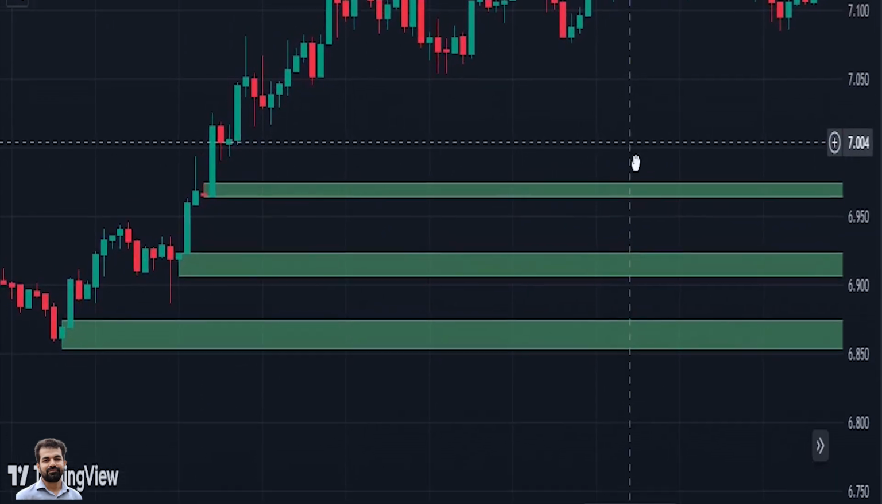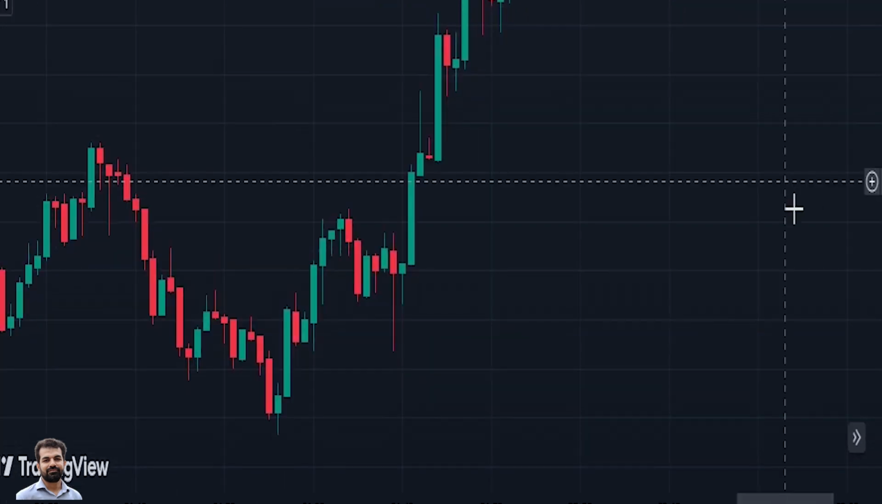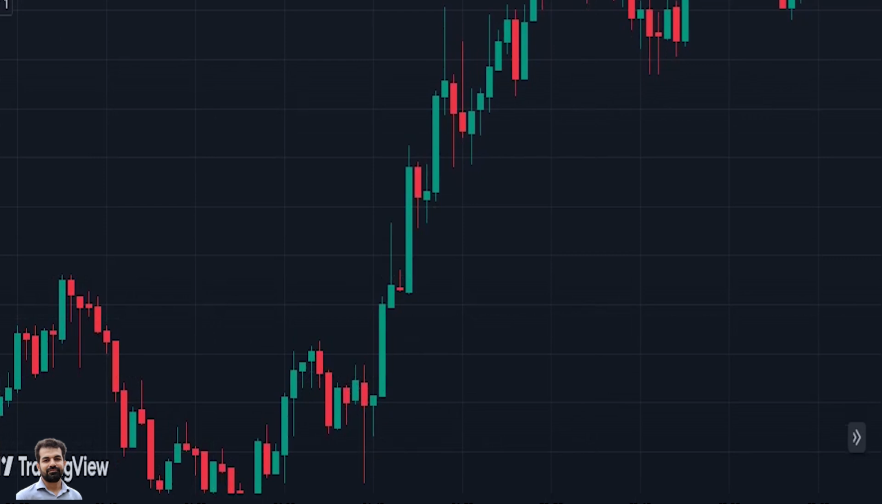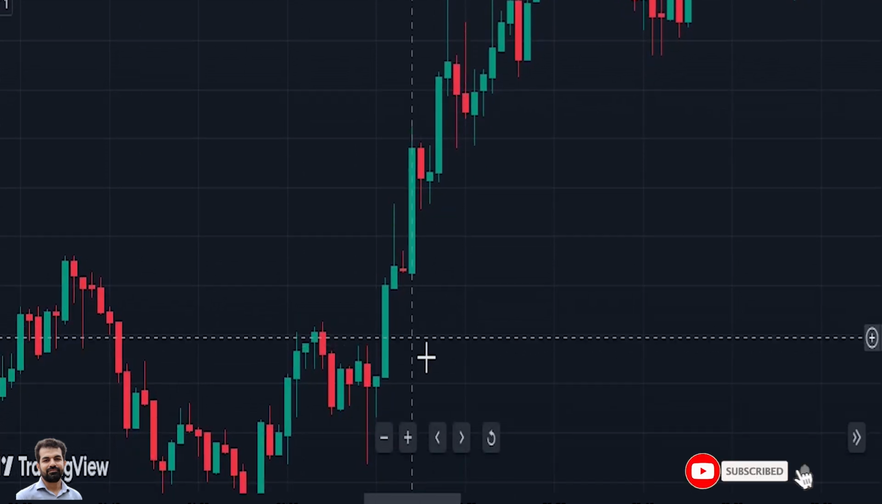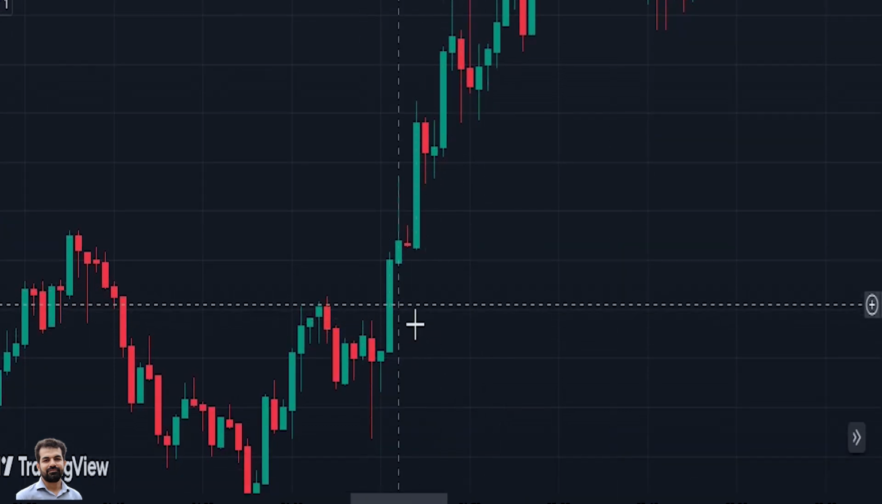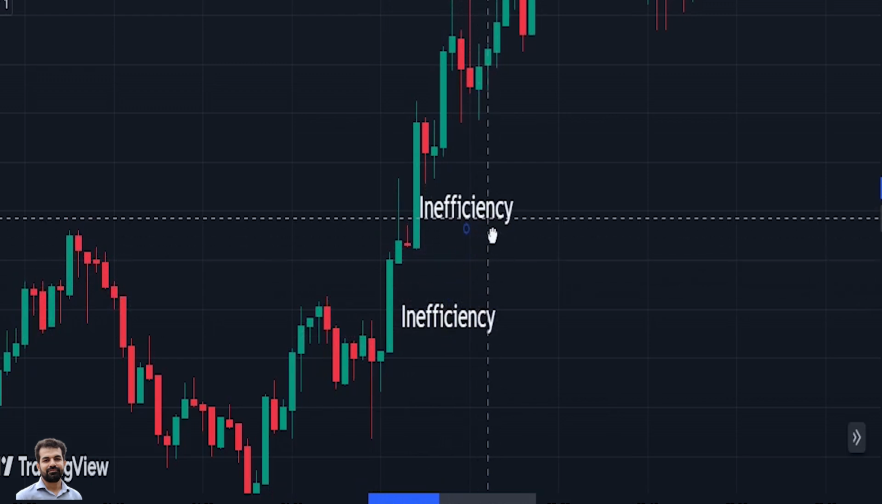To spot a valid order block, we stick to three key rules. Rule number one, it has to create inefficiency. This happens when we witness significant moves that lead to noticeable gaps between the candles. Now let's take a look at examples of both efficient and inefficient moves.